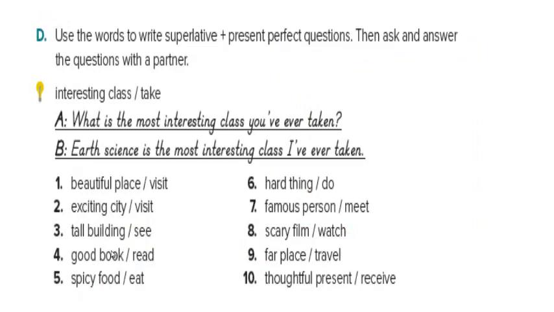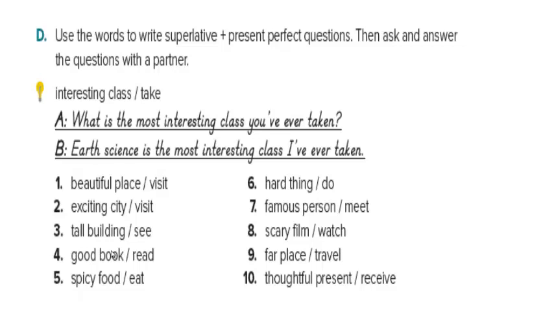Use the words to write superlative plus present perfect questions. Then ask and answer the questions with a partner. Interesting class, take. Do you remember this piece of grammar? We can use the present perfect after superlative adjectives. What's the most interesting class you've ever taken? Earth science is the most interesting class I've ever taken. You see? Superlative and then the present perfect, whether in question or in answer.